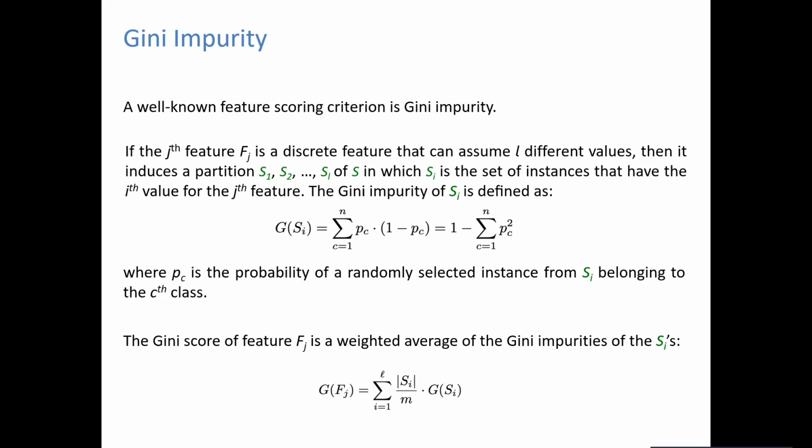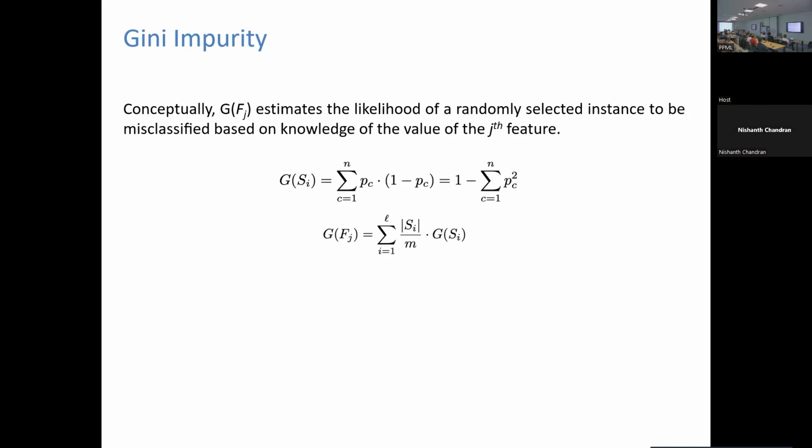But if you want to compute the Gini impurity of the feature, then you have to average over all the sets of the partition. So essentially, you do the summation considering the size of the set compared to the total number of samples, and then the Gini impurity of the set.